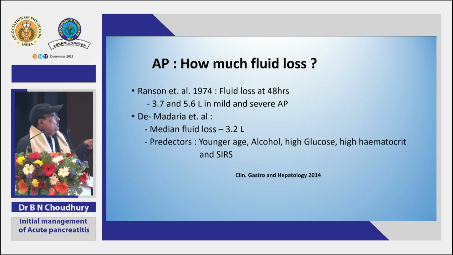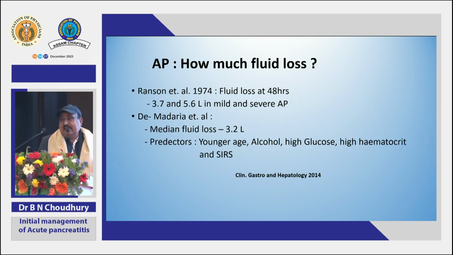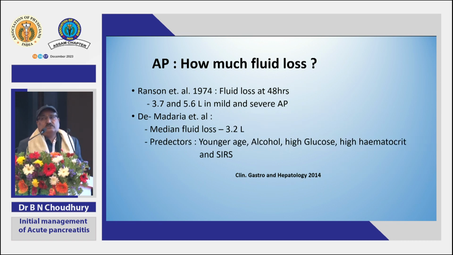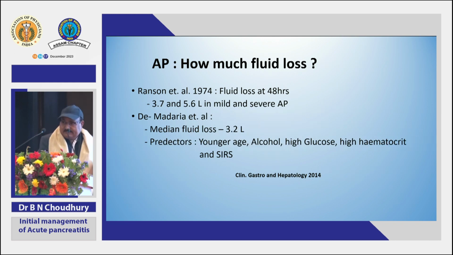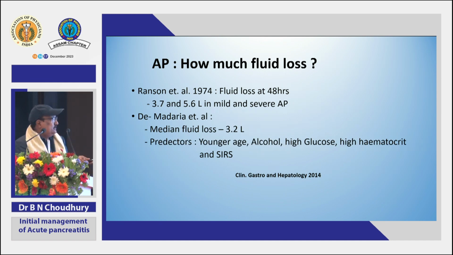This is the oldest study, done by Ranson. What is the exact fluid loss in a case of acute pancreatitis? Ranson identified the fluid loss as approximately 3.7 to 5.6 liters in mild and severe pancreatitis. And de-Madaria, who is Spanish, showed the median fluid loss is around 3.2 liters. The predictors of high fluid loss are younger age, alcohol, high glucose, high hematocrit, and high systemic inflammatory response syndrome.